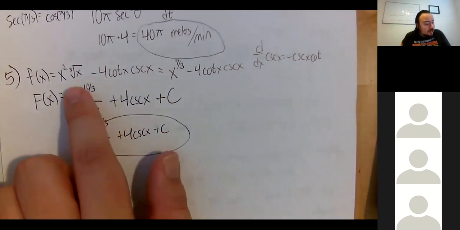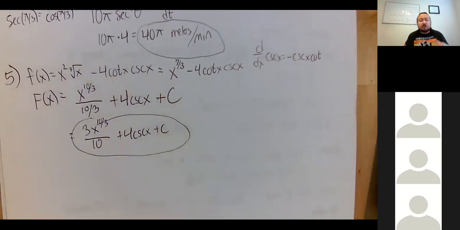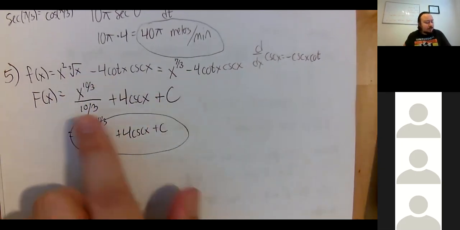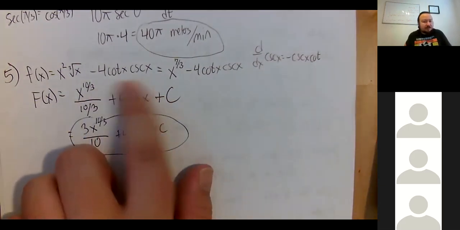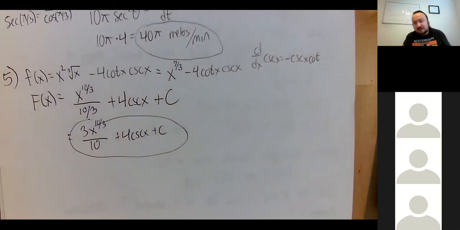So the strategy here was to combine all of your powers of x into a single power, so you could use the power rule. And then with trig functions, think about what trig function would have this as a derivative. That's kind of the mindset you want to be in for antiderivatives.